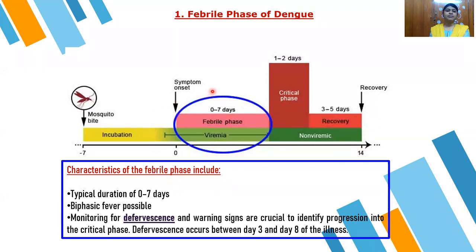The first phase of dengue, which is the febrile phase, has some characteristic features. The duration is from 0 to 7 days. Biphasic fever is possible. Sometimes the fever is very high, sometimes the fever is very low. It is important that one should monitor for defervescence, which means a fall or dip in the temperature where the patients experience sweating. It is important that we look for that, plus other warning signs and symptoms, because it will help us understand when the patient is going to progress into the next phase, which is called the critical phase. Defervescence usually occurs between 3 to 8 days of the illness.